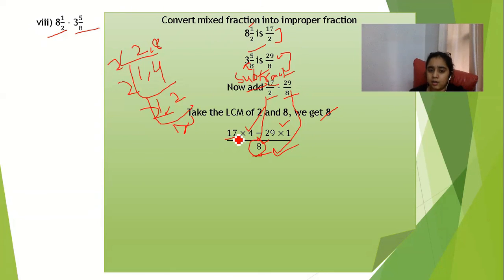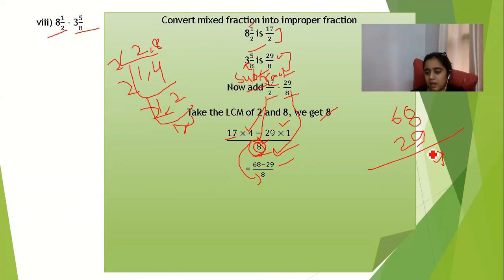Here I will assume this 17 as 10 plus 7. So 10 multiplied by 4 equals 40, and 7 multiplied by 4 equals 28. 40 plus 28 would be 68. So if I multiply 17 by 4, I will get the answer 68. And this 29 multiplied by 1 equals 29. Now I will subtract, and this 8 will remain as it is in the next step. So I will subtract this 68 minus 29.